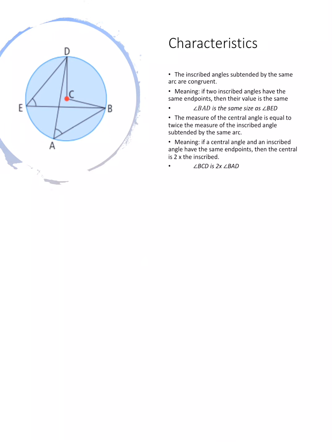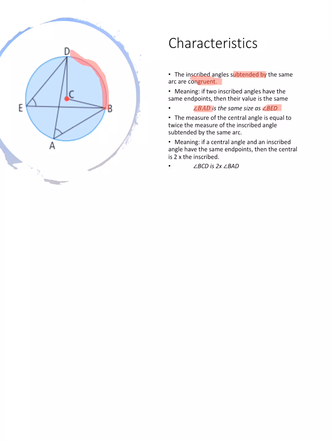So a couple characteristics to keep in mind that we're going to go over right now. The inscribed angles subtended by the same arc are congruent. So first of all, the word subtended just means that they share the same arc. Okay, so they basically have the same endpoints. And congruent just means the same for angles. So it means if two inscribed angles have the same endpoints, then their values are the same. So BAD is the same as BED.